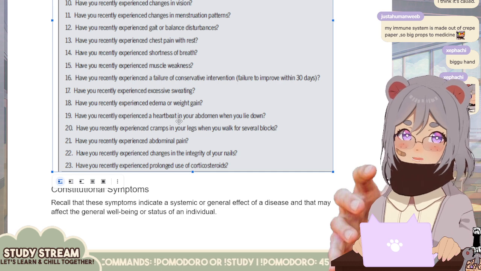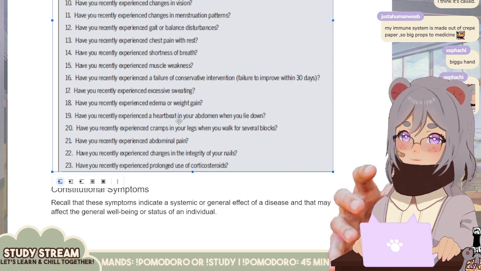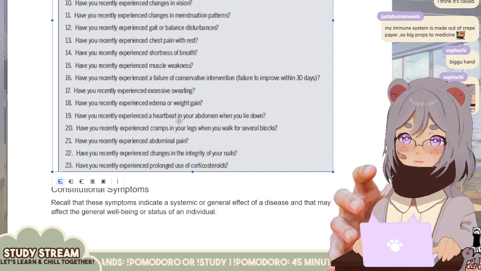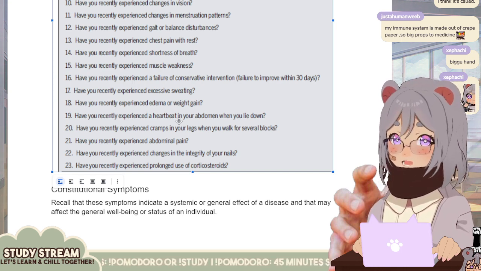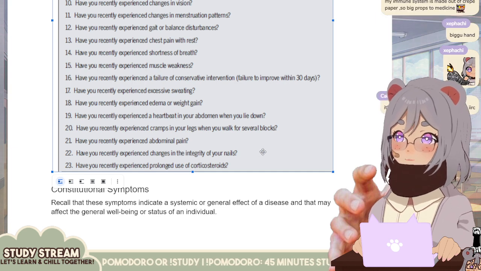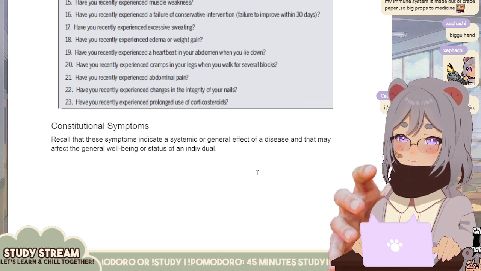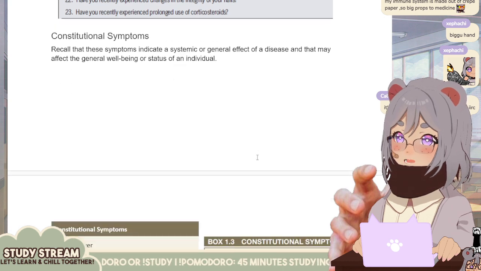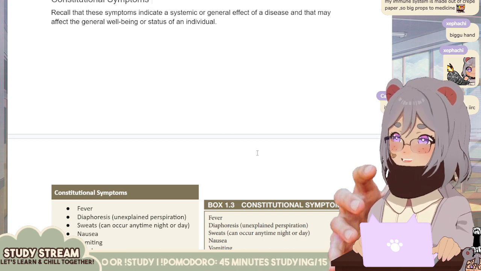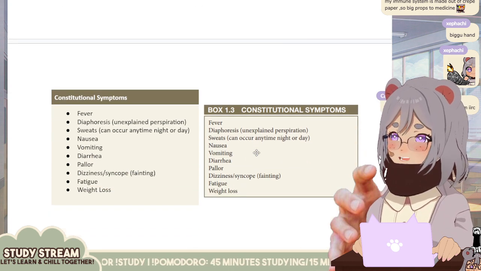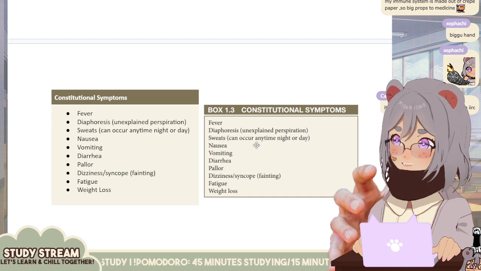But yeah, one of the key features is that you have middle back pain, I think. And you feel this heartbeat when you lie down. Have you experienced cramps in your legs when you walk for several blocks? Have you experienced abdominal pain? Have you experienced changes in the integrity of your nails? And have you experienced prolonged use of corticosteroids? So again, your medications. At the defect of the aortic endothelium, if I recall correctly, I want to say yeah, definitely along the lines of yeah. Please go get that checked. You should not play around with your heart health at all.